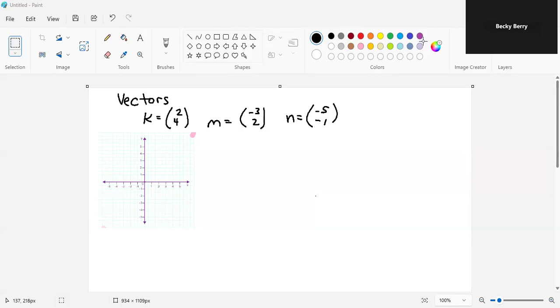If we start from the origin, this one would go 2 in the x direction and 4 in the y direction. So 2 in the x direction is right here, and 4 in the y direction is up here. And that would be the end point. And then we would draw from the tail to the tip, and that would be our vector. So it has a certain length, a magnitude, and it has a certain direction, which way it is pointing.